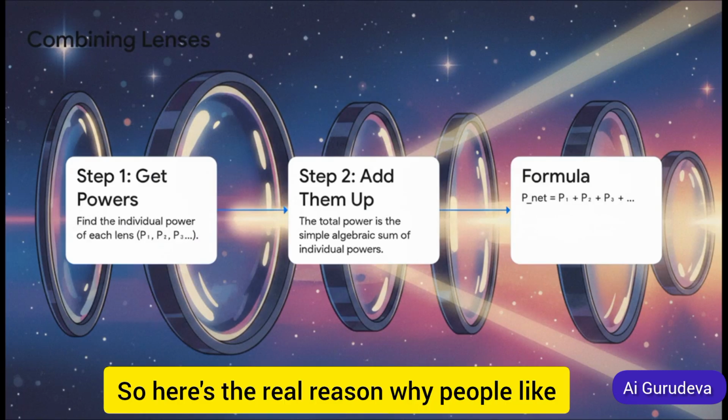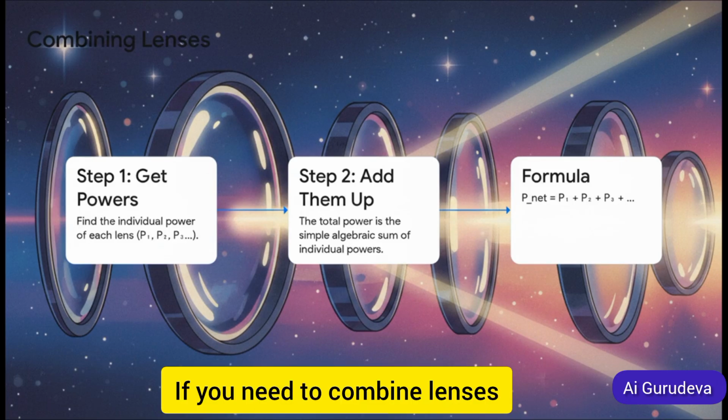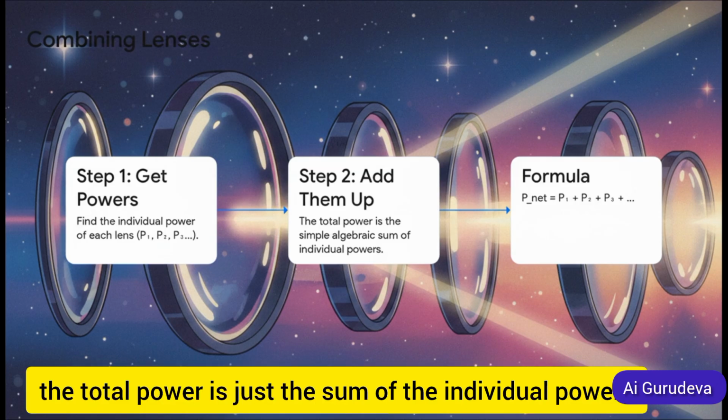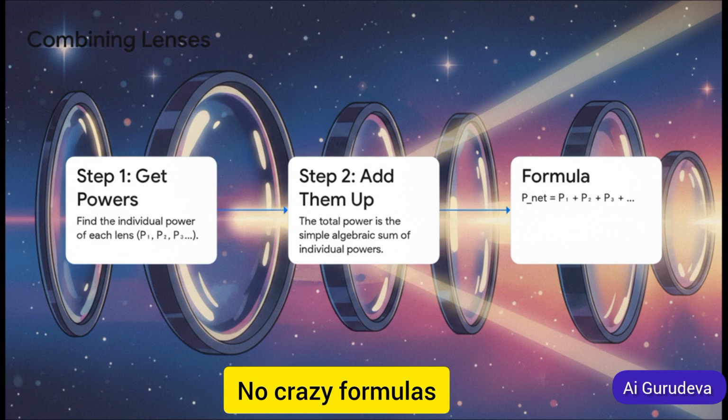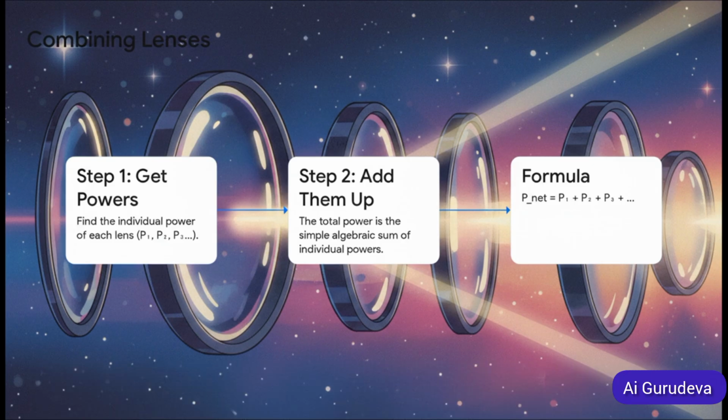So here's the real reason why people like opticians absolutely love talking in terms of power. If you need to combine lenses, like stacking them together, the total power is just the sum of the individual powers. No crazy formulas, you just add them up, P1 plus P2 plus P3. It makes the whole process incredibly simple and fast.